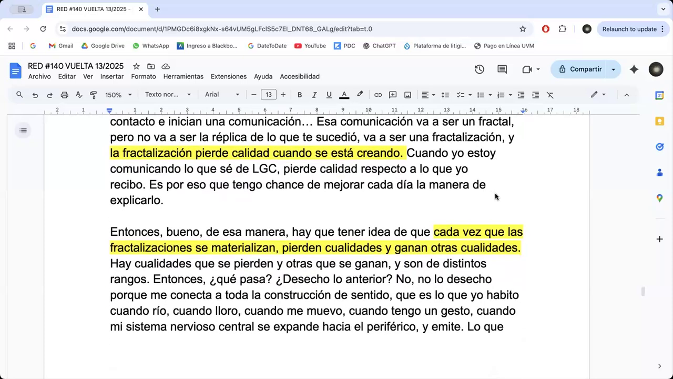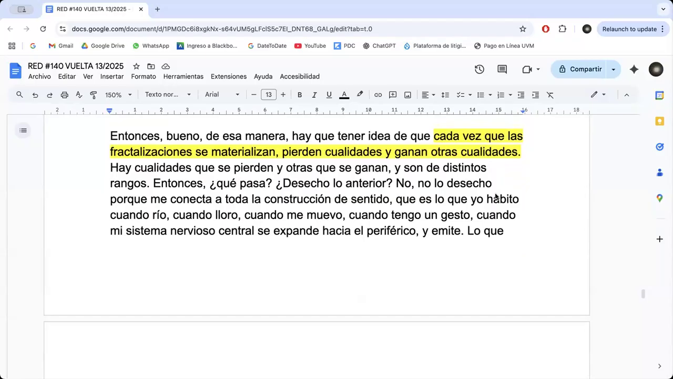Okay, that communication is going to be a fractal, but it will not be a replica of what actually happened to you. It's going to be a fractal of what actually happened to you. Because when we are fractalizing, when we are lateralizing whatever we're trying to communicate, whatever happened to us, it loses quality when it's being created. This is something that Alice says happens to her constantly: when she's communicating what she knows about LGC, it loses quality in what she's receiving. That is why she has a chance of improving the way she explains it constantly. When we are fractalizing, it loses quality because we're never going to be able to communicate exactly what is in our read axis.